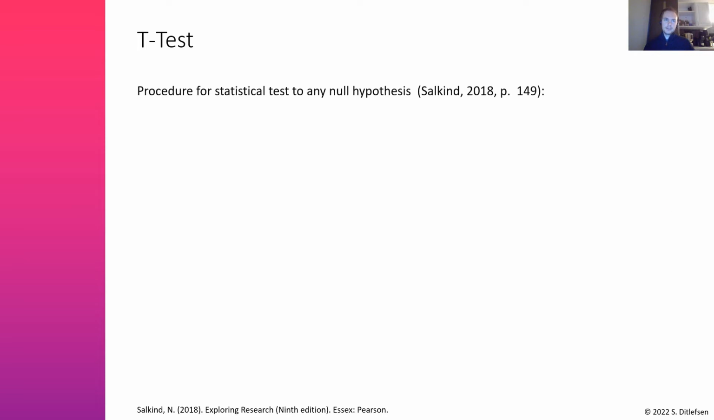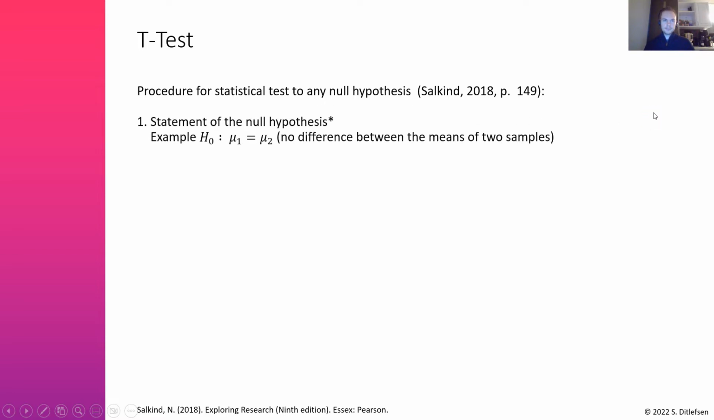T-test. So a t-test is something we use to test the null hypothesis. So here is the procedure for a statistical test of any null hypothesis. These are the steps that we need to do. Number one is the statement of the null hypothesis. Example, H0: μ1 equals μ2. There is no difference between the means of the two samples.